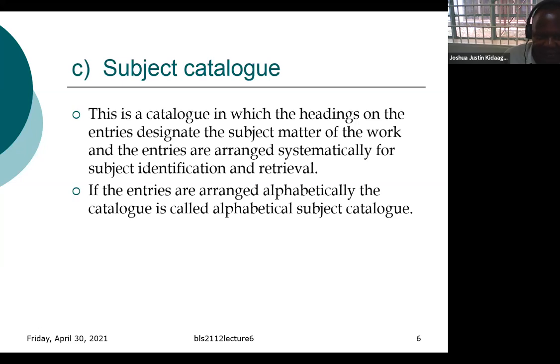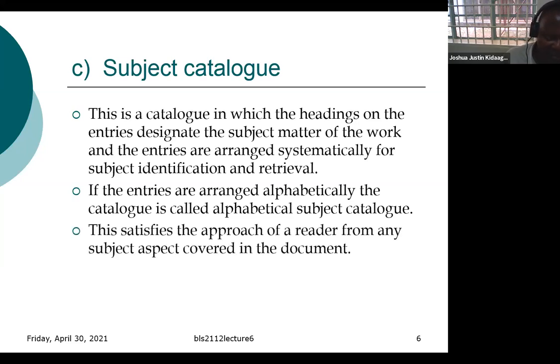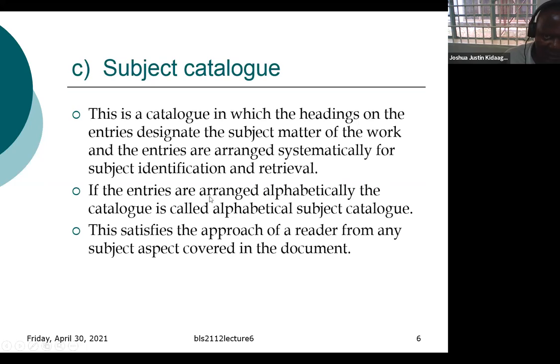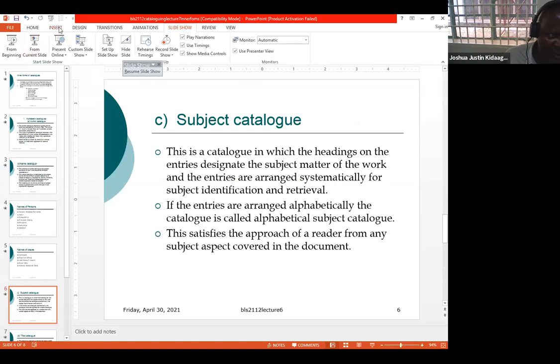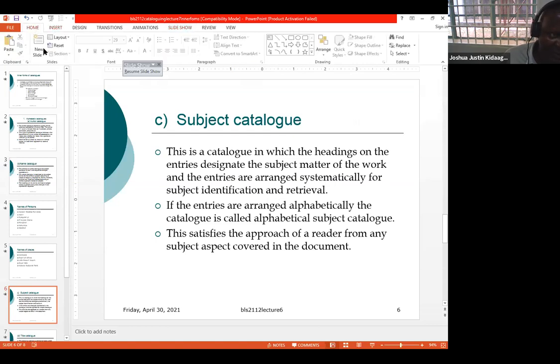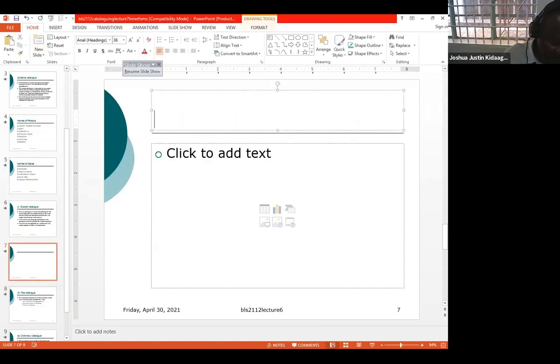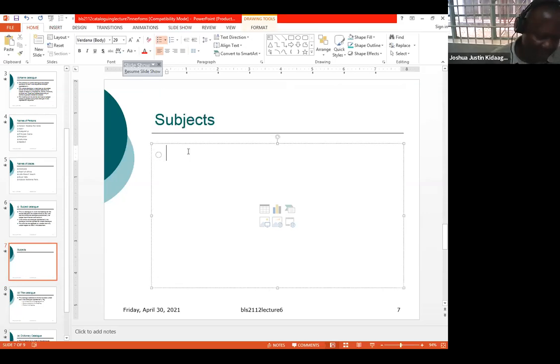If the entries are arranged alphabetically, the catalog is referred to as an alphabetical subject catalog. And this will address the approach of a reader from any subject aspect covered in the document. I'll give some examples. If I can go back, I will type some subjects. I'll insert a new slide and then put subjects. When we don't give these examples, it might be confusing.